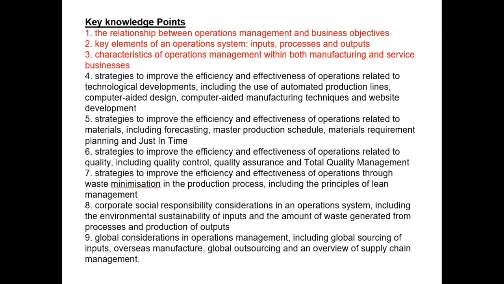So here's just a quick look at the key knowledge points as to where we've been and where we're going. So we've got those first 3 points covered after today, and that'll see us out for the week. Once we've looked at the relationship between operations management and business objectives, the key elements of the operations system, and then the characteristics of operations management within both manufacturing and service businesses, we've done essentially the basics or the introduction into the particular course. You can see from next week we move into strategies to improve the efficiency and effectiveness of the operations management system, which take up the bulk of the course. So introductory stuff for the first week, and then we get into strategies.